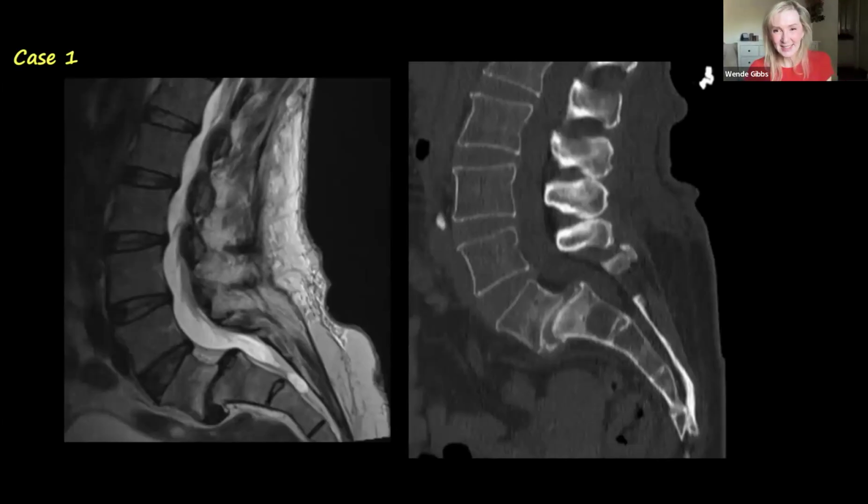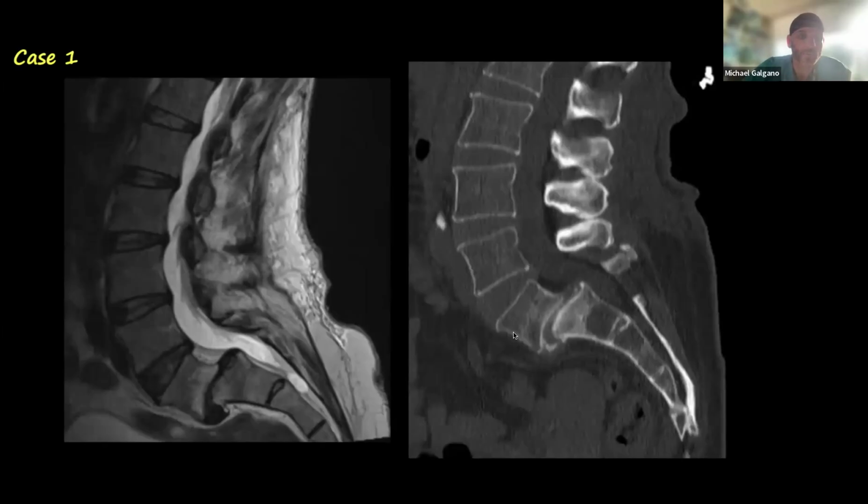Well, from this, you see the signal abnormality is very well defined in the bones. There's almost like a line here, so we wouldn't think of that as an infected body. That would be more like the active type 1 Modic degenerative change. Yeah, I agree. And I don't see anything else, just the lytic spondy.